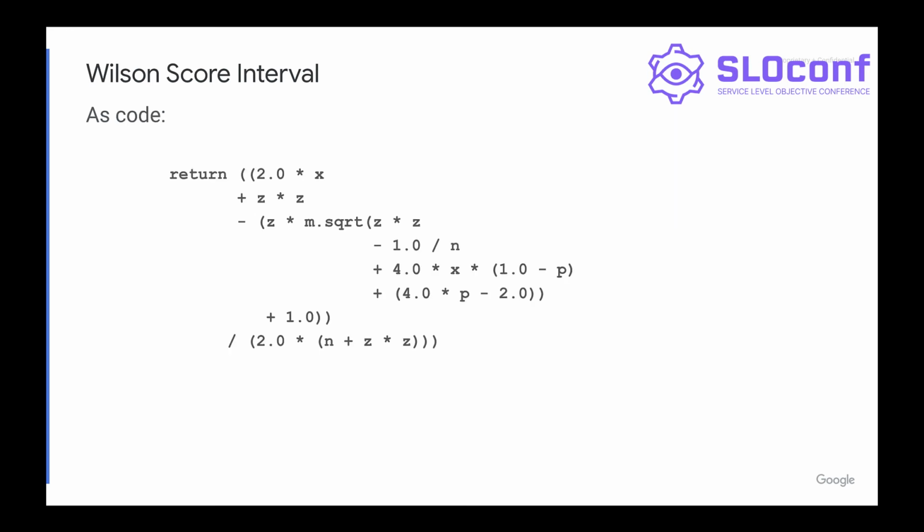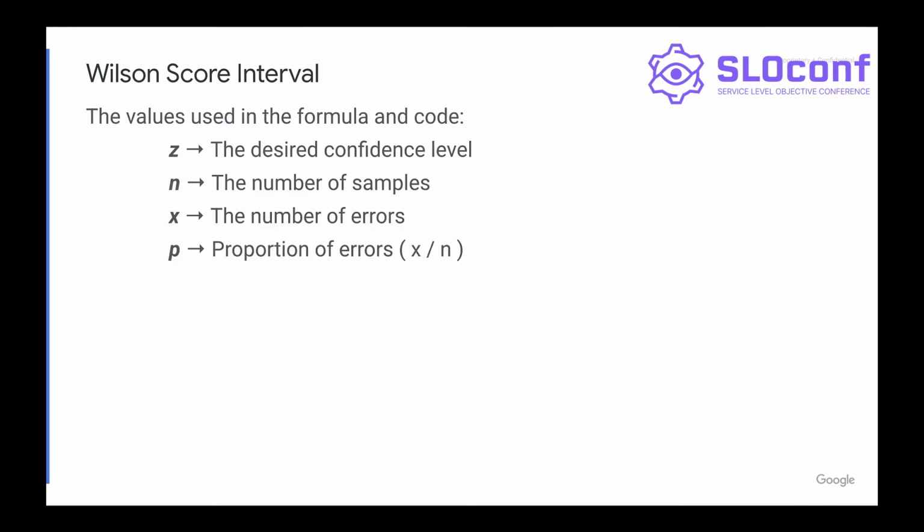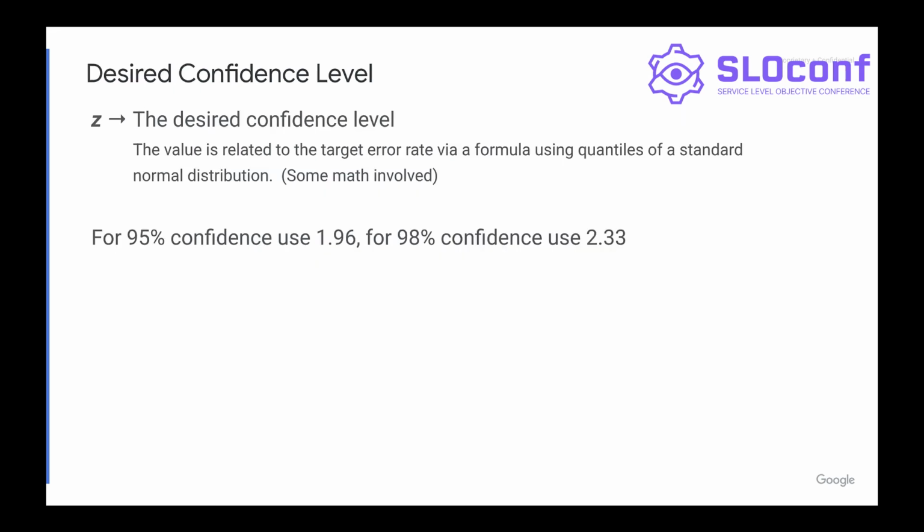Here's the mathematical formula as a snippet of Python code. The values used in the previous function are as follows: z, the desired confidence level, n, the sample size, x, the number of errors, and p, the proportion of errors. Of the values used by the function, only the z value is determined ahead of time and is independent of the samples. This value determines the confidence of the interval. I've listed 2 suggested values for z. Other values can be calculated if needed.